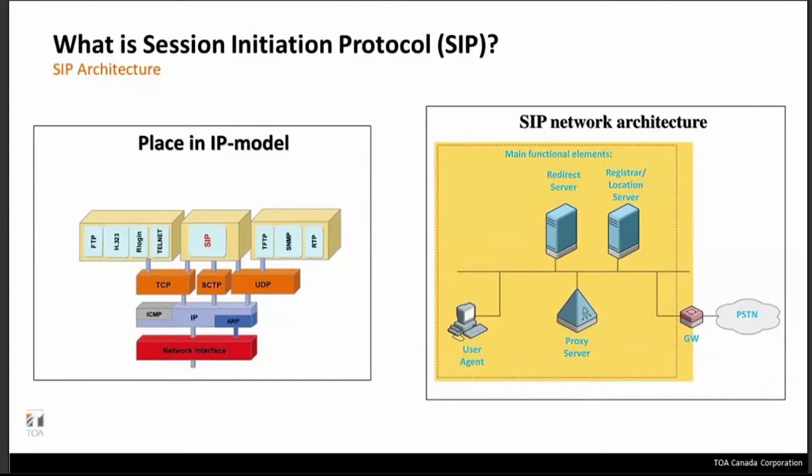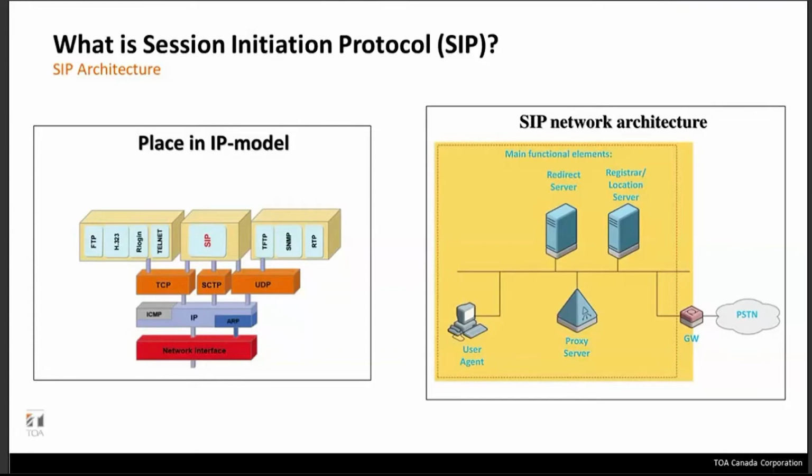SCTP is the old IBM protocol, which is used for streaming. It is a link-oriented kind of protocol, which connects one stream to another stream, as compared to TCP, which is a connection-oriented protocol. So you can see SIP is sitting on top of what you have heard of: FTP, H.323, Rlogin, and Telnet.